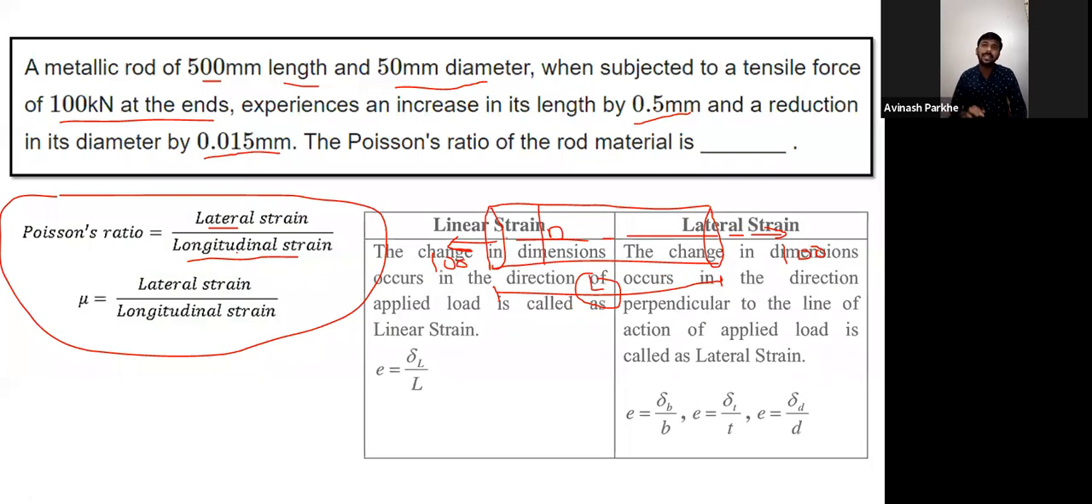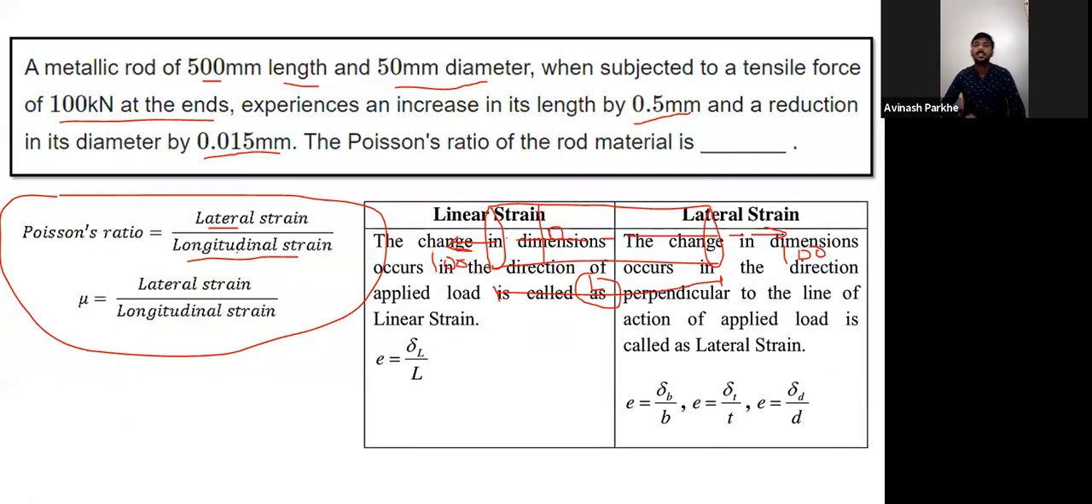So, what is our next? Some other hints are mentioned. So linear strain means change in length upon original length. Why? Because the force is applied along the length. But what about the other dimension? If I consider this last formula, let us see. Lateral strain is equal to change in diameter upon original diameter.